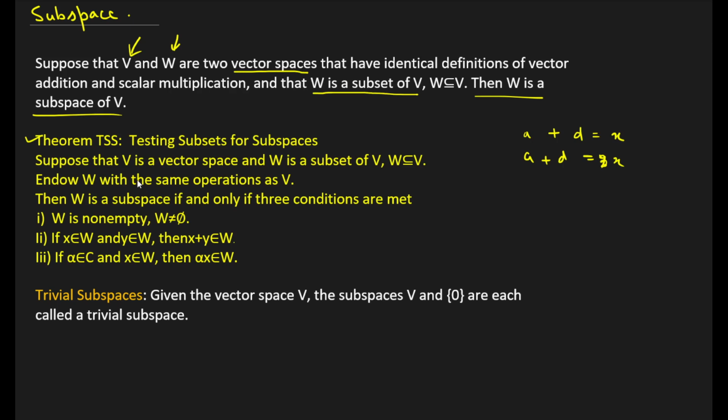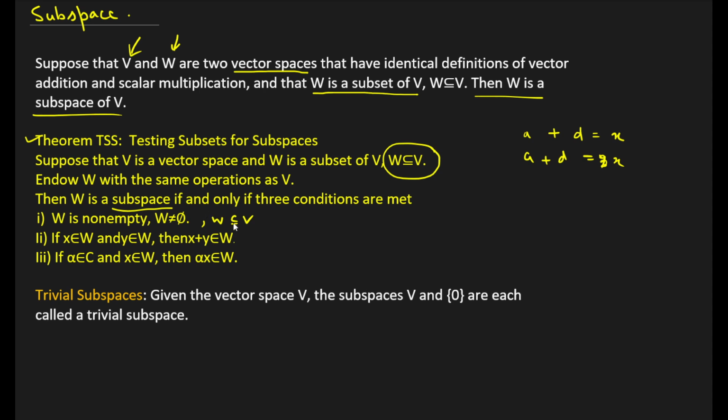So what is the condition you see? V is a vector space. What is W? W is a subset. Now W will be a vector space, or W is a subspace, if and only if 3 conditions are satisfied. So what is the first condition? W should be non-empty, W is not equal to the empty set. W should be non-empty, and this is already given. W is a subset of V, or you can insert this condition here also. W must be a subset of V.